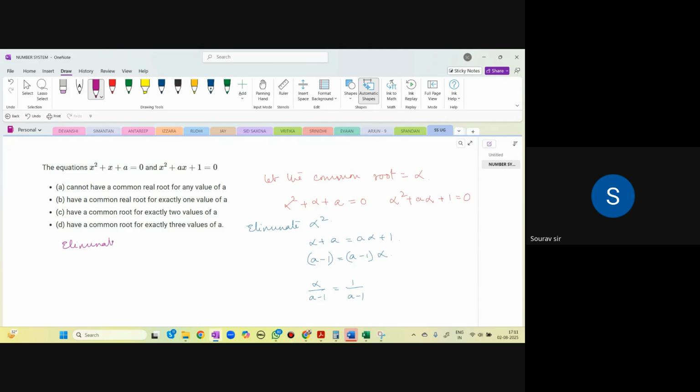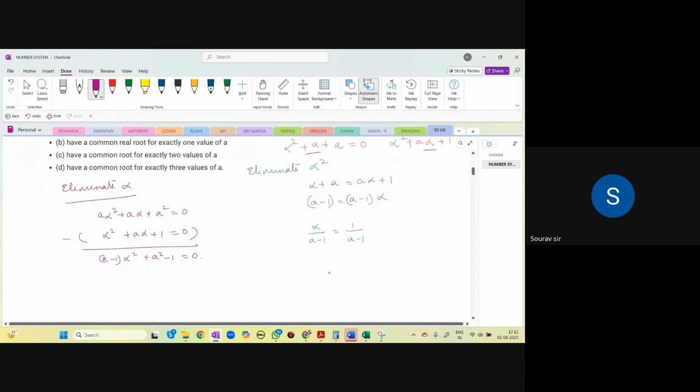Now eliminate alpha. If I have to eliminate alpha, I have to multiply the first equation with A. So I get A alpha square plus A alpha plus A square equal to 0, and alpha square plus A alpha plus 1 equal to 0. Just subtract the two. You get A minus 1 alpha square plus A square minus 1 equal to 0.